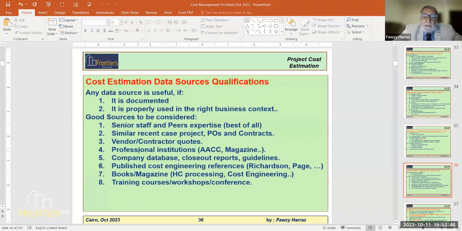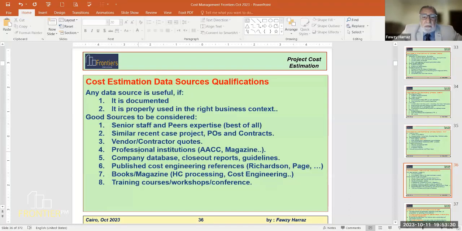Similar recent case projects: if you are building a hotel and there is a recent hotel being built by the same company or whatever, that would be very useful, especially if the specification level is quite close in the two projects. Otherwise, you have to benchmark and consider. If the specs and architectural finishes in one are deluxe and your project is something less, then you have to consider this in decreasing the rates and costs.